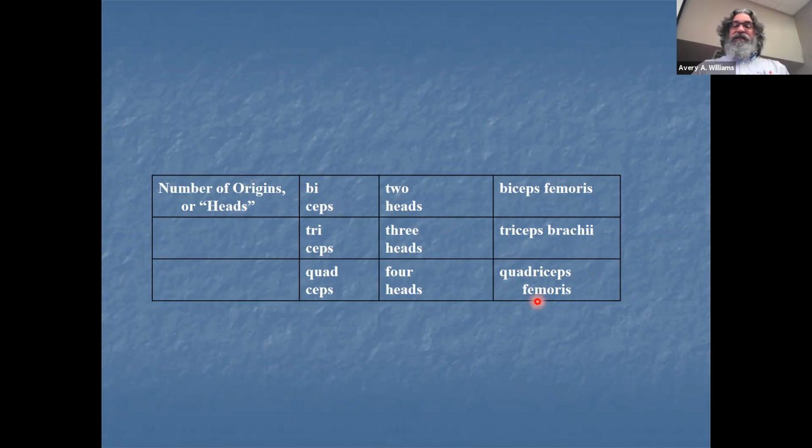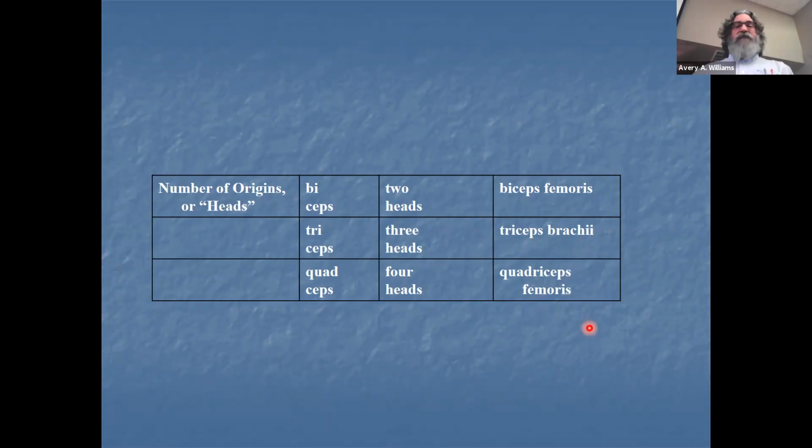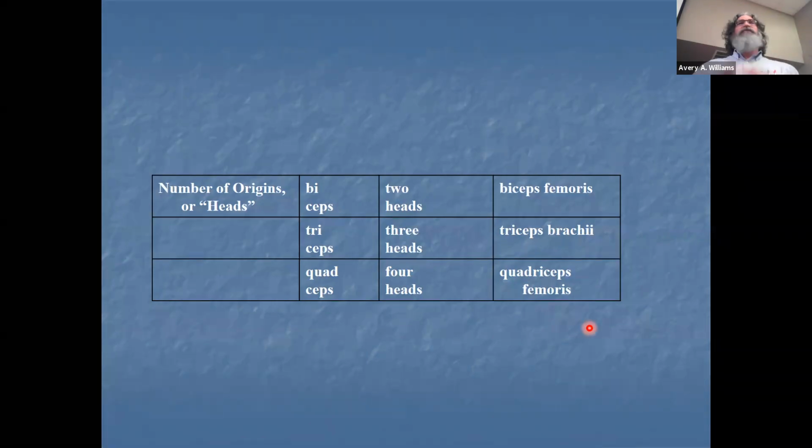Humans don't have one of these. We do, but in humans, the quadriceps femoris is considered 4 different muscles. It's not like one 4-headed muscle. It's 4 separate muscles. These are your anterior thigh muscles: the vastus medialis, vastus lateralis, rectus femoris, and the vastus intermedius. Those are your quadricep muscles. But in a frog or something like that, they're considered the quadriceps femoris.